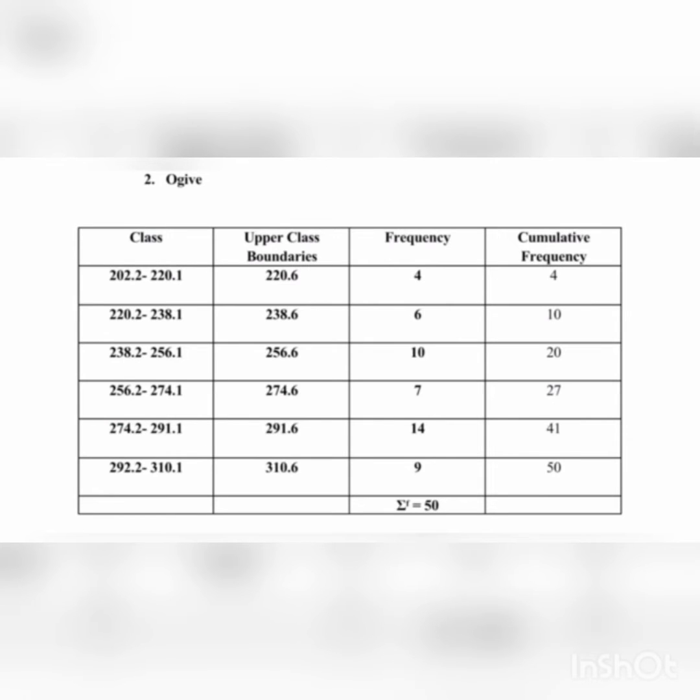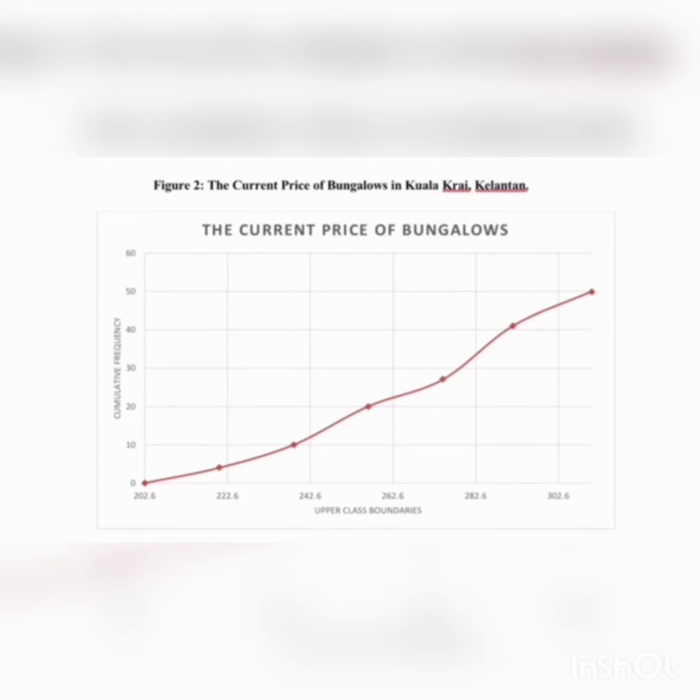So next is the ogive graph. For this graph, the only data that we need to find is the upper class boundaries. This is because the class, frequency and cumulative frequency we already calculated in the previous step. To get the upper class boundaries, the step is upper class limit plus 0.5 and we will get the data. So this is how the ogive graph should look. The horizontal scale represents the upper class boundaries, meanwhile the vertical scale represents the cumulative frequencies.